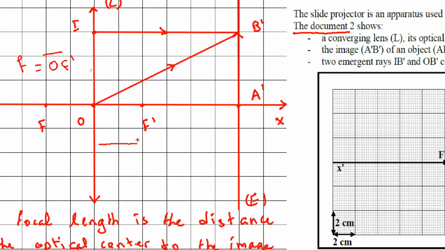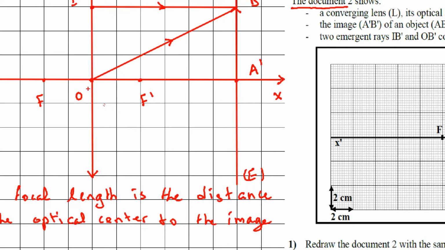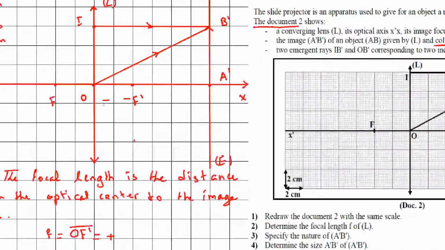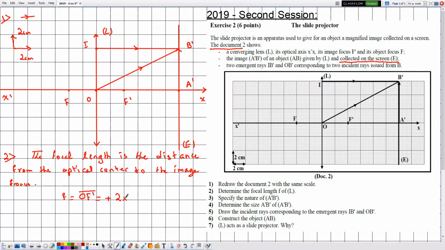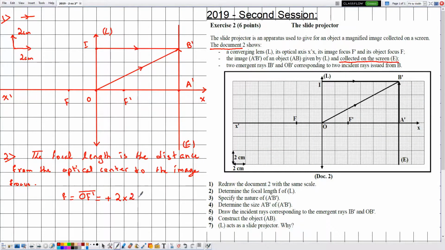Now the focal length f is equal to O f prime bar, which is the distance from the optical center to the image focus f prime. Notice that this distance is in the same direction of the positive x-axis, which means that the focal length is positive. Now we count the number of divisions between O and f prime. We have 1, 2. And we multiply by the scale along the x-axis, which gives 4. Because the scale is in centimeters, the value of f will be in centimeters. Therefore, f is equal to 4 centimeters.